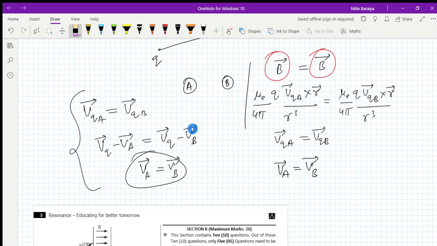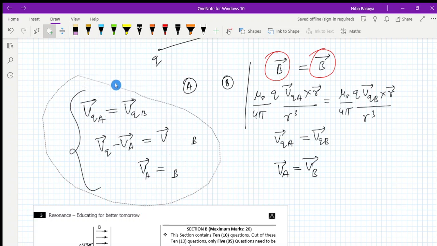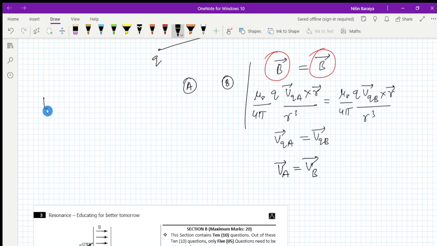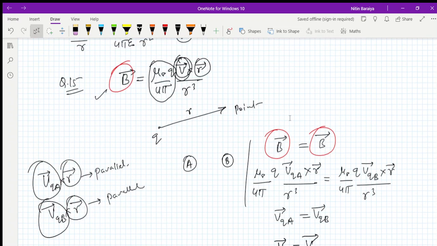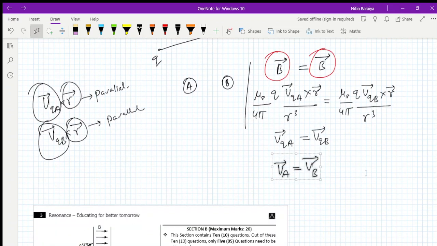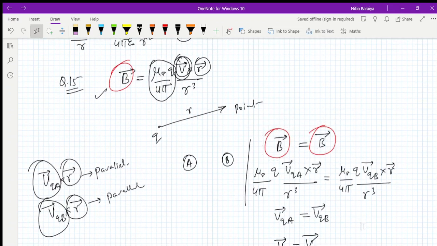Okay, so now when can it be 0? It can be 0 when VQA vector cross R vector is zero, meaning both the vectors are parallel, and VQB vector cross R vector, they are also parallel to each other. Now if both are parallel, what does it mean? The velocity of the charged particle with respect to A is parallel to R vector, and this is also parallel to R vector. That is the only possibility. If the magnetic field is non-zero, then it is not possible. A non-zero magnetic field is not possible. The magnetic field must be zero is the only solution to this.